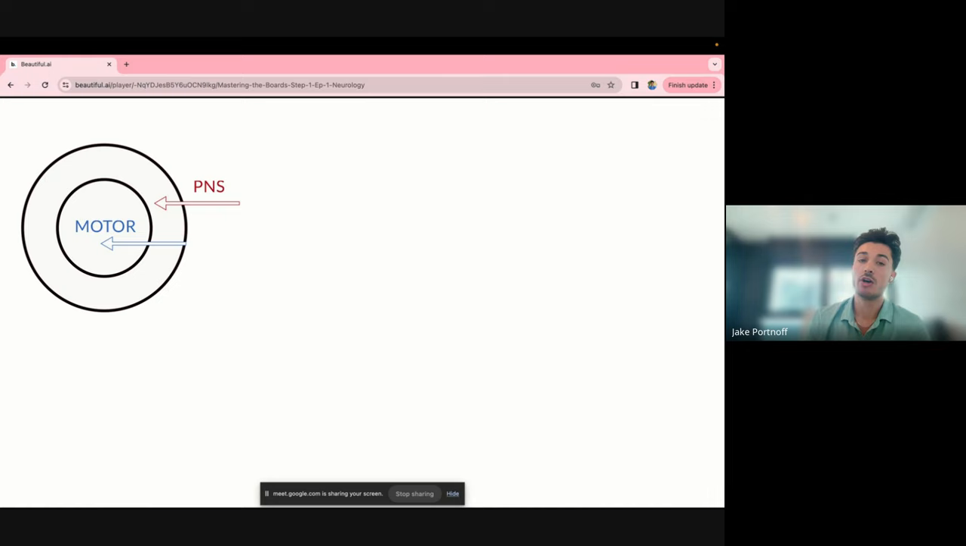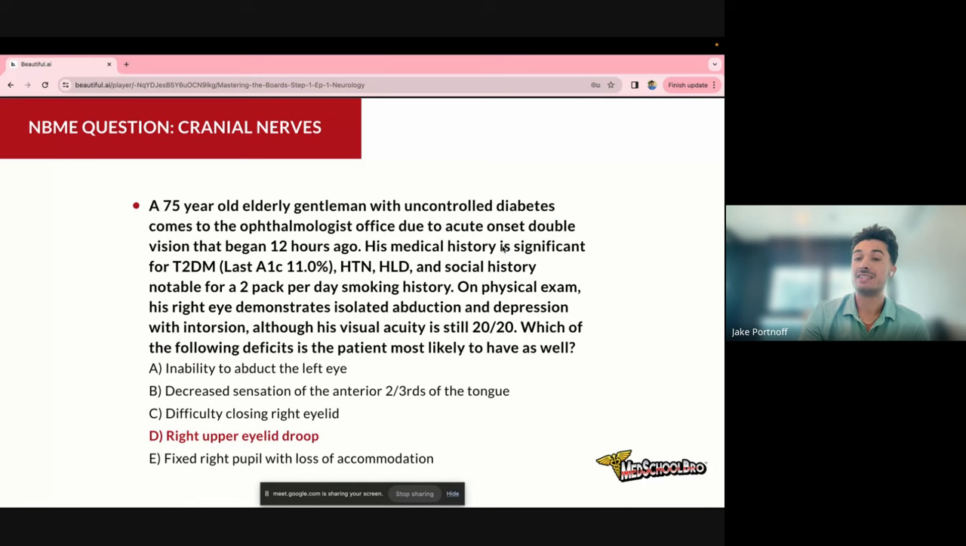If we look back to the stem though quickly, this is actually a case of diabetic, look at the diabetes here, right? Really, really high A1C, lots of risk factors. And so this is not an indication that this is some sort of compressive etiology, so we're not thinking E. Because E is correct, of course, in something like a PCA aneurysm. But in this case, this is more of an ischemic neuropathy of the cranial nerve 3. And so we're going to be expecting to find motor findings in conjunction with our isolated abduction and depression, okay?